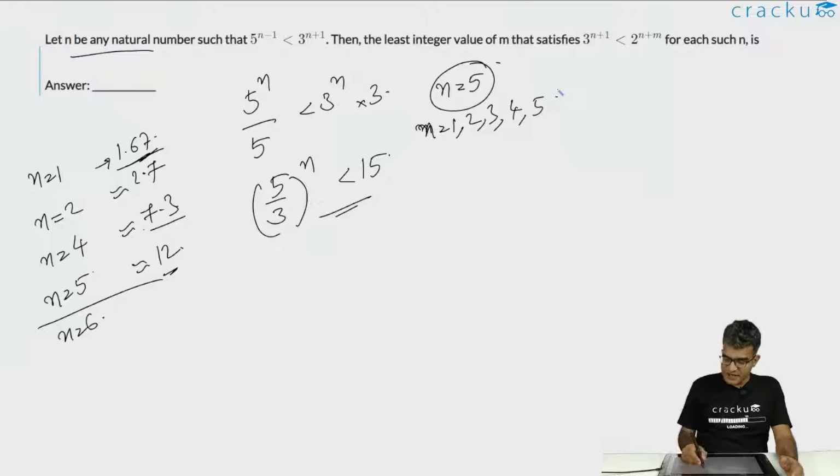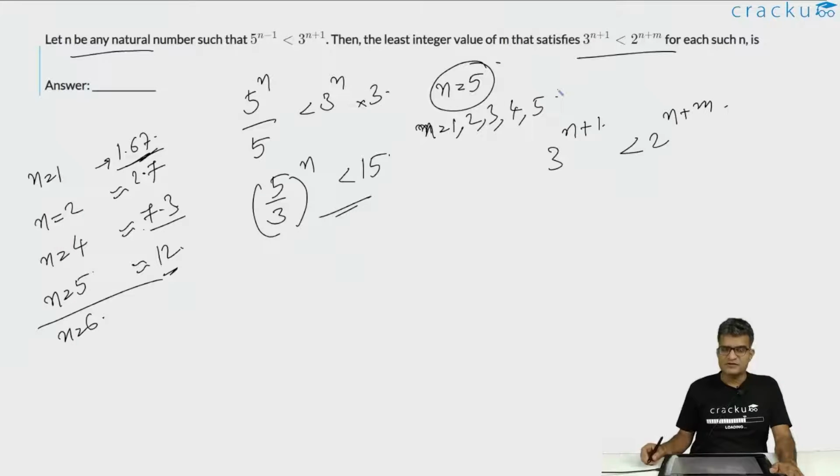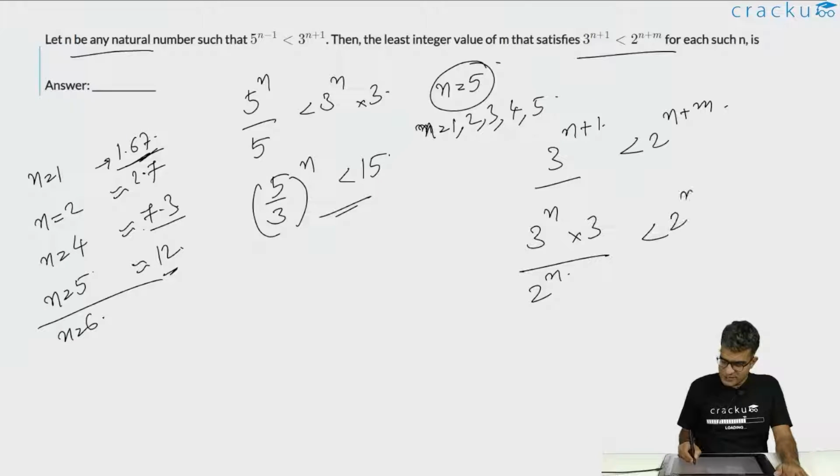Now we are required to calculate the value of m such that for all values of n, 3 to the power n plus 1 is less than 2 to the power n plus m. So let us try to keep m on one side. So what does this look like? We want 3 to the power n into 3 divided by 2 to the power n to be less than 2 to the power m. For all values of n, this should hold true.